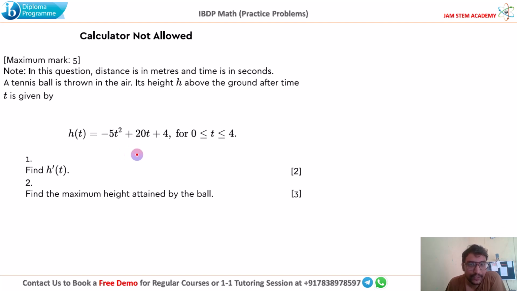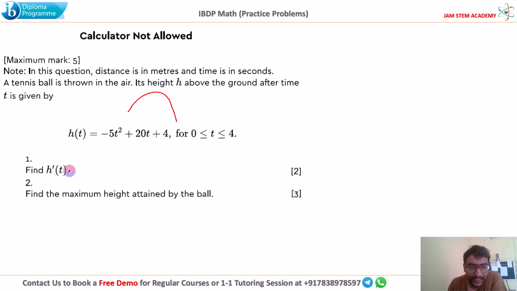There are various ways to solve this problem. It says distance is in meters, time is in seconds, and the ball is thrown upward in the air, right? Height is h, and t is time. So the ball goes up first and comes down, so it's a parabolic shape, right? The journey starts from t equal to 0 and ends at t equal to 4.